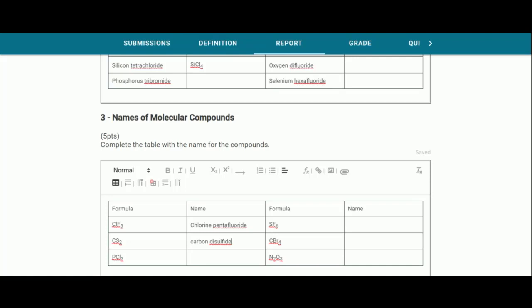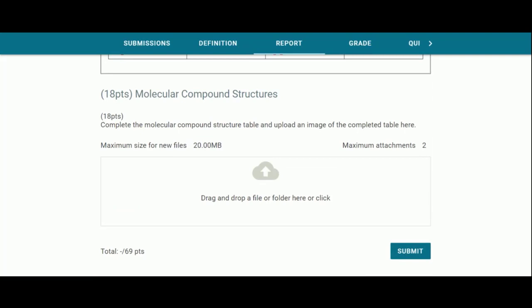All right, let's take a look at the next set. The molecular compound structure. So this is the end of this. It says complete the molecular compound structure table and upload an image of the table completed here.